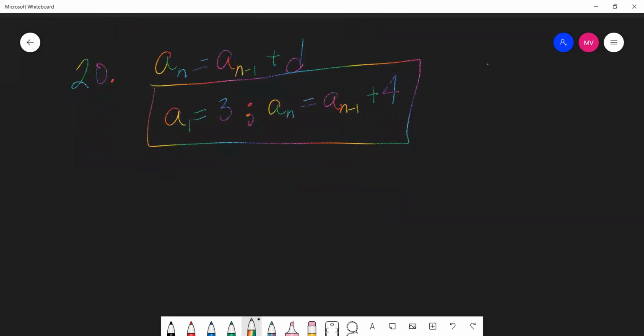All right. And then the answer for number 22 is A1 equals -2. And the formula is AN equals AN minus 1. And 22 gets smaller because they're getting more negative. AN minus 1 minus 4.